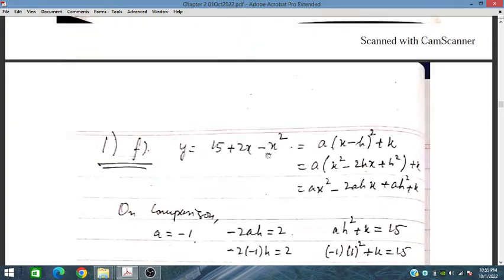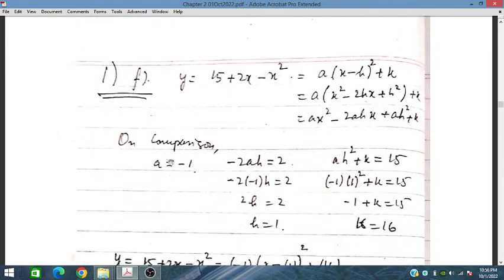This is 1f. Here we can see that the coefficient of x square is negative, so we can compare this with the equation. Here we have a equal to minus, that is, a is less than 0. So minus 2ah is equal to 2, and ah square plus k is 15. So we have obtained the values a, h and k by comparing coefficients and solving.